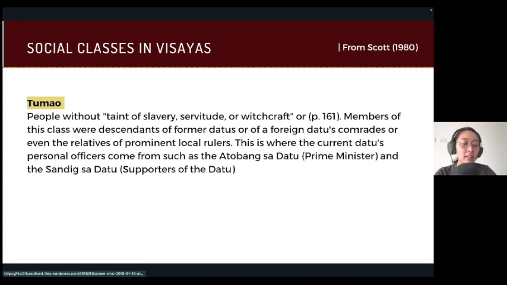So you can kind of see that, say you're part of a Datu family and I'm part of a Datu family. Now, what happens is my Datu family dies off, like there's no heir, or through some kind of scramble for power, now you're in charge of the barangay or of the chiefdom. Now, in order to make sure my relatives don't attack you or don't rise up against that chiefdom, what you're gonna do is you're gonna make sure they remain in the tumao class without taint of slavery, servitude, or witchcraft.